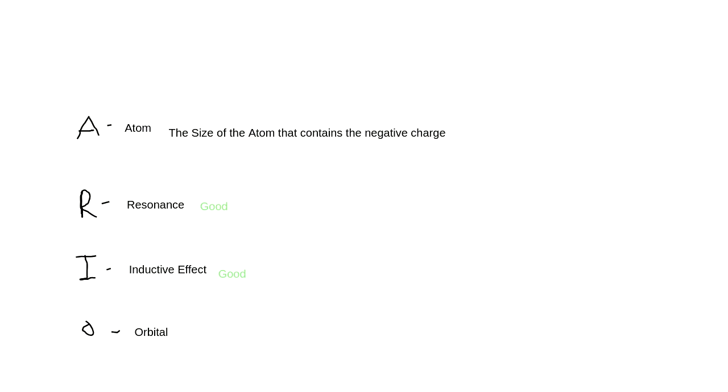So yeah, resonance is good. Inductive effect, it could mean either location or strength. I'll go over this extensively, and orbital just means sp is better than sp2, which is better than sp3. Okay, and this is for acidity. Okay, with basicity, it's a different set of rules. Yeah, so I'll just stop there. We'll go over it extensively next week.